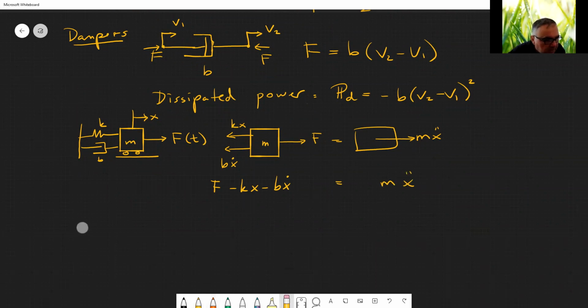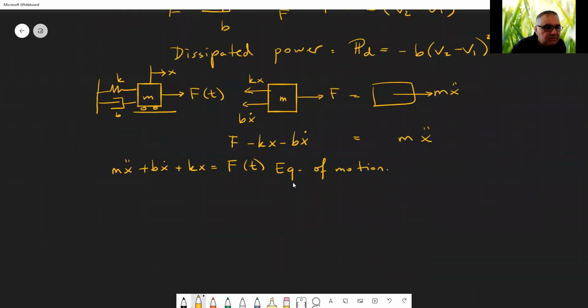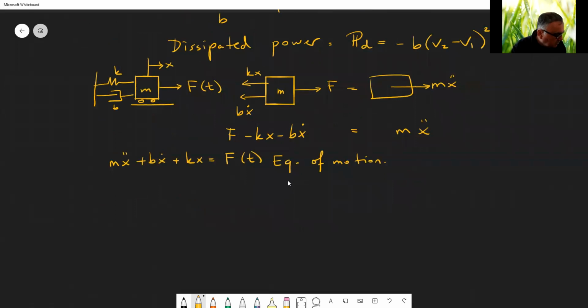Therefore, we get m x double dot plus b x dot plus kx equals f of t as our equation of motion. This is the differential equation that describes our system for all conditions, for all forces. Solving this, we can find out how our system behaves.